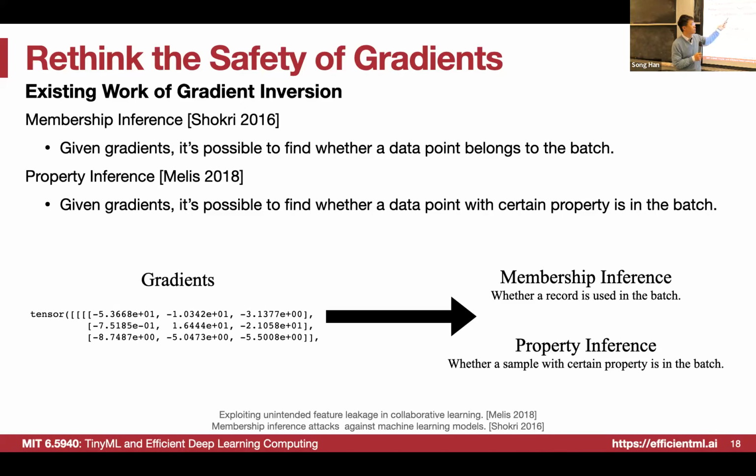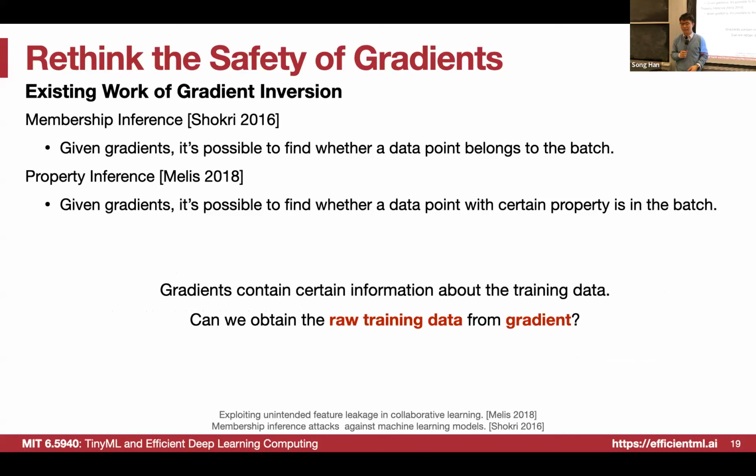Given the gradient, it's possible to find whether a data point with a certain property is in the batch. So by observing the gradient, we can perform this membership inference, whether a record is used in the batch, or whether a certain property is in the batch. But can we go one step further, not only see the membership and the property, but try to steal the raw data? The gradient contains a lot of information about the training data. Can we just obtain the raw training data from the gradient?